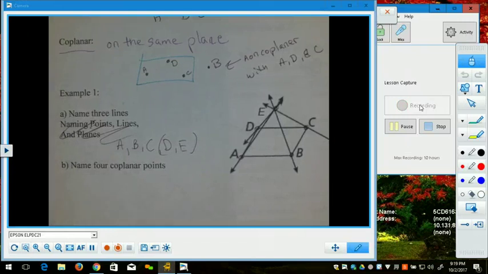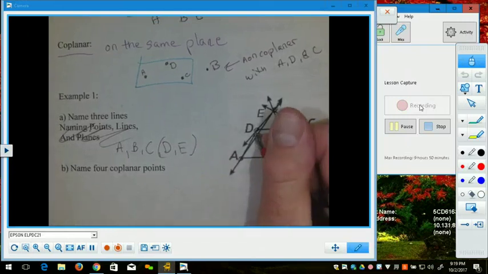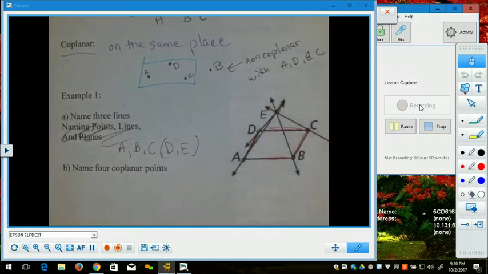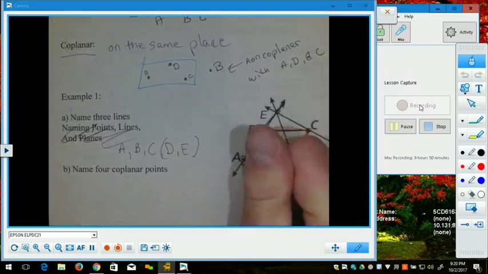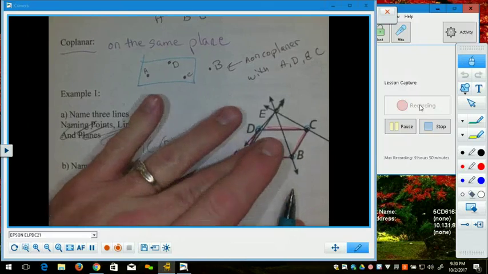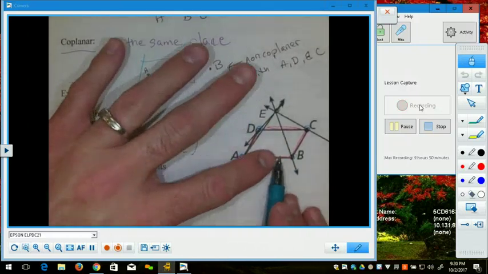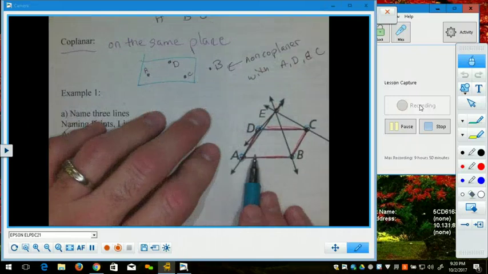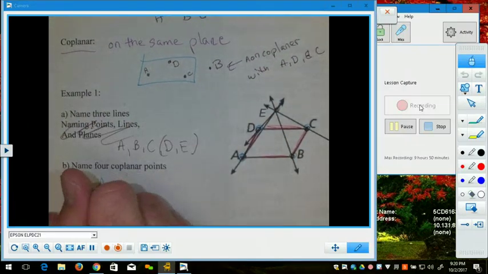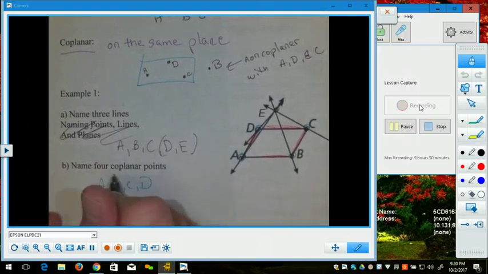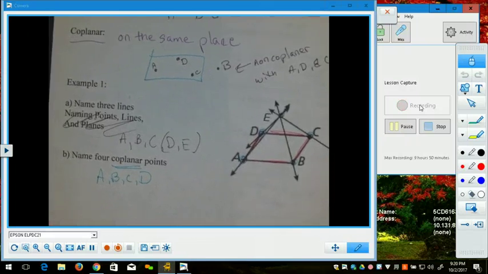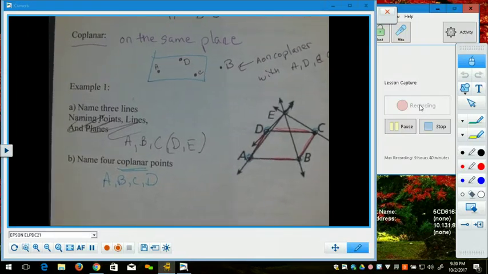Naming 4 coplanar points, 4 points that are on the same plane. Well, the only thing that I see that has 4 coplanar points has 4 sides as well. So A, B, C, and D, and point E is above. If we think of this as a flat surface, point E is above that. It's almost like a pyramid. Those are the base of the pyramid. This is the peak of the pyramid. So points A, B, C, and D are coplanar. This concludes example 1.